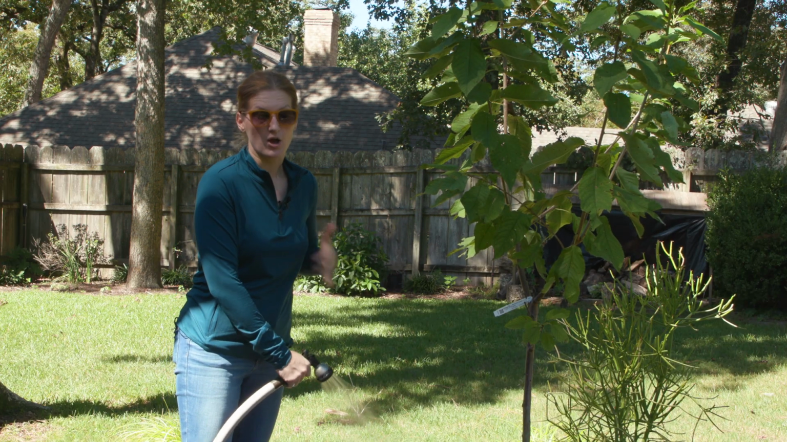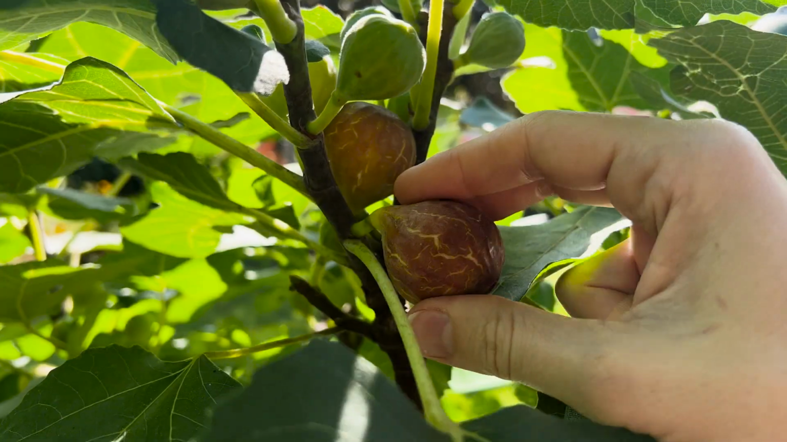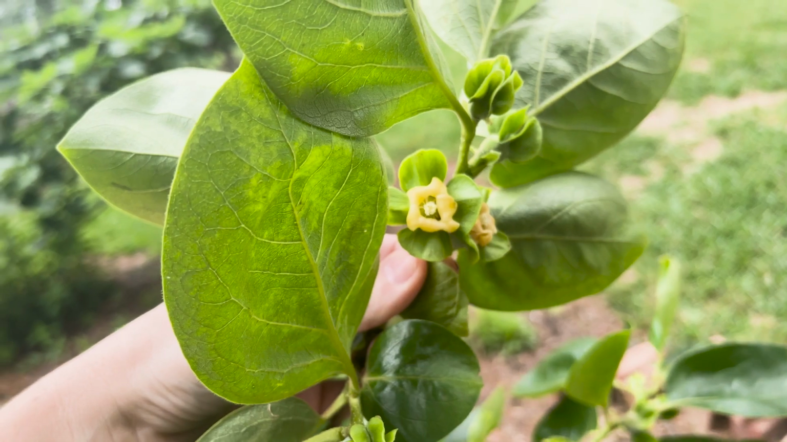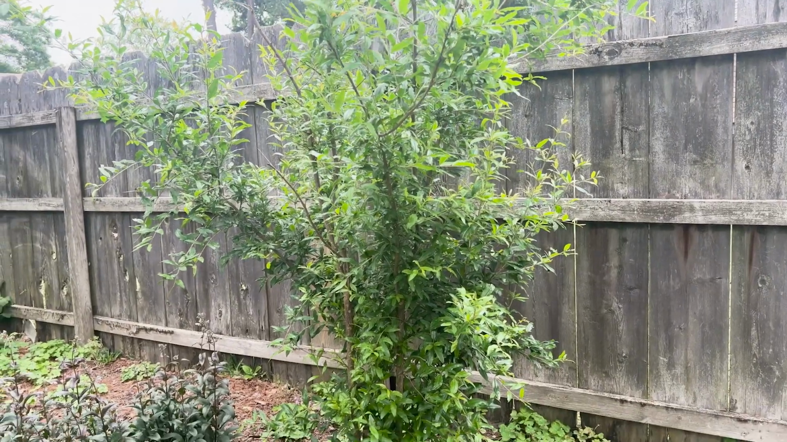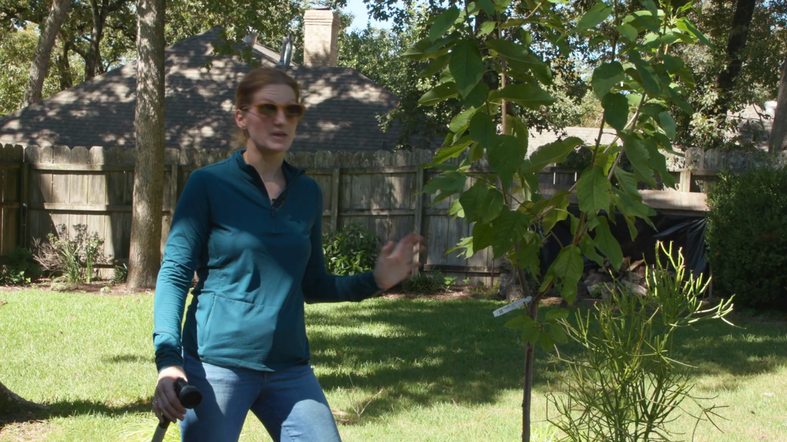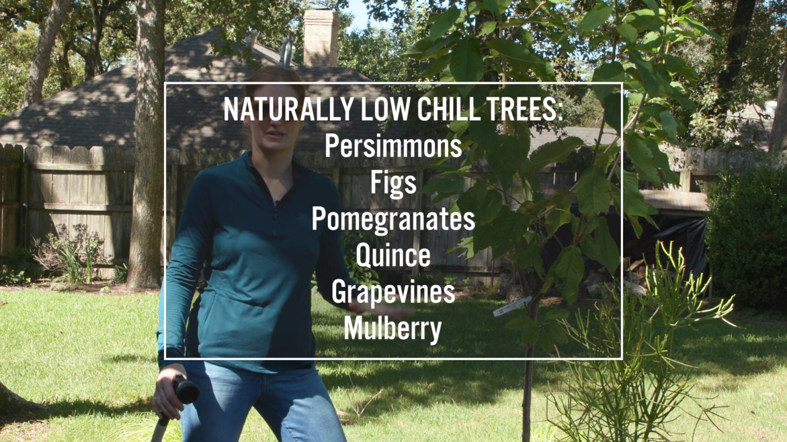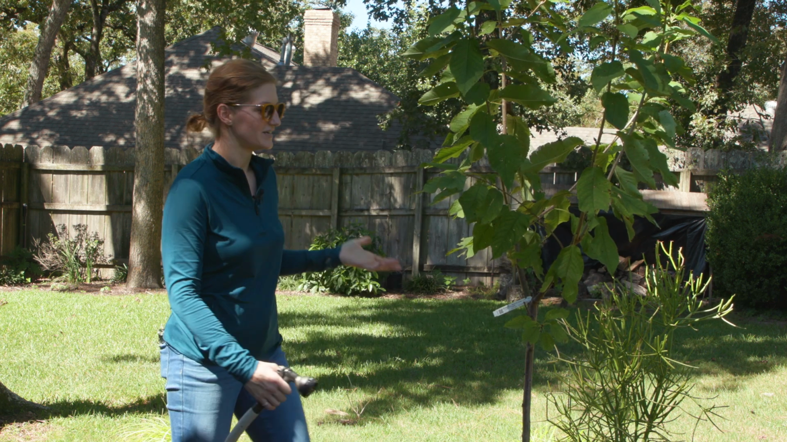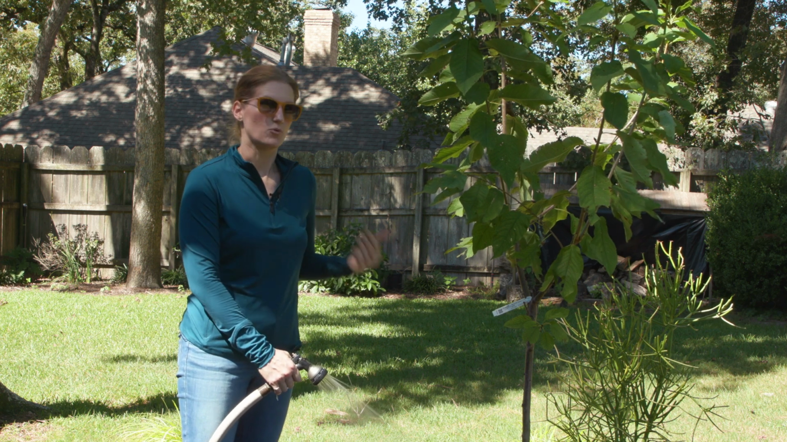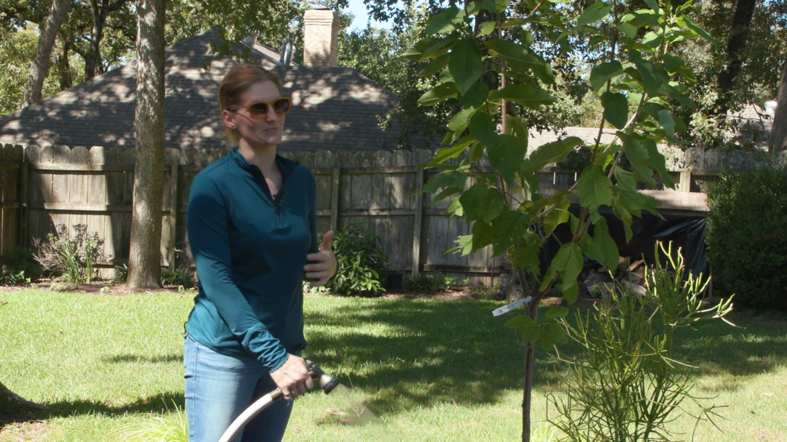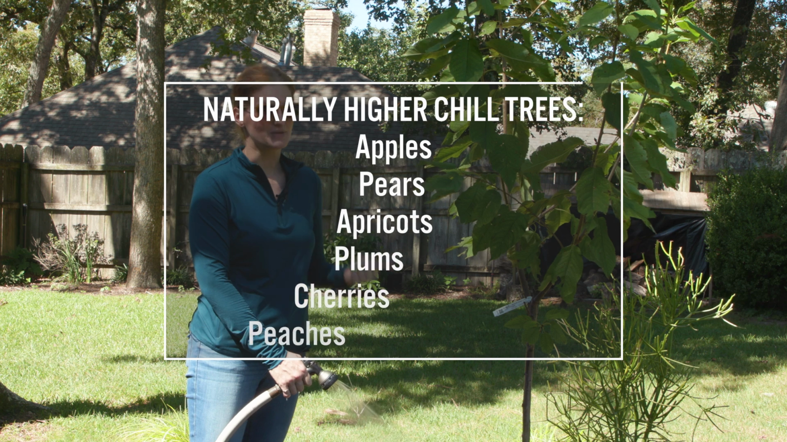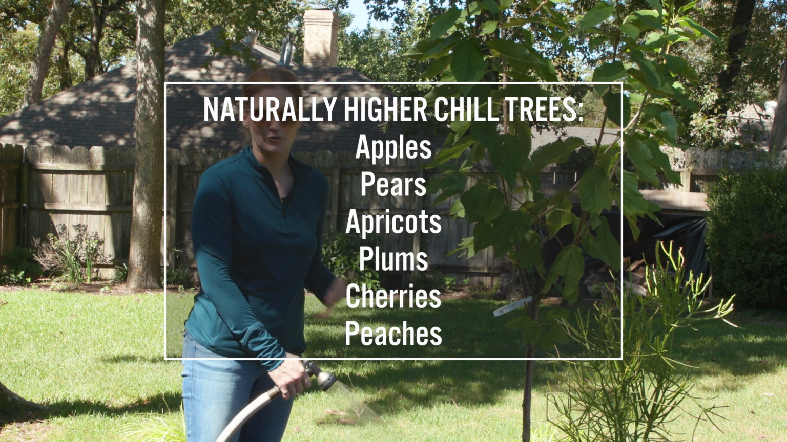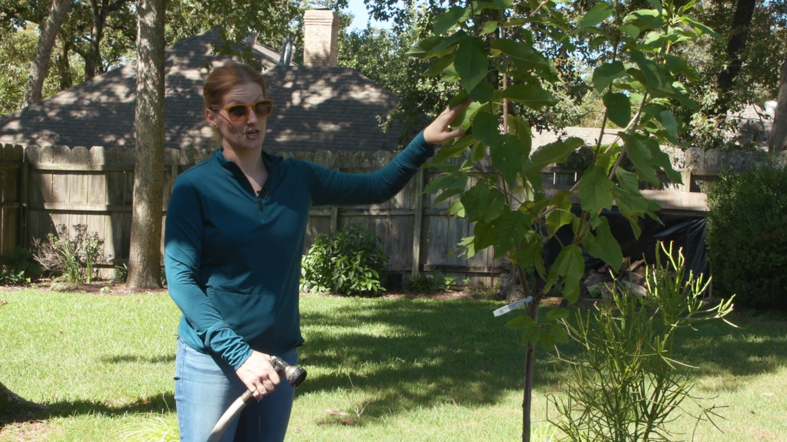Now, some of them are going to be naturally low chill trees. Some examples of low chill trees would be figs, persimmons, pomegranates, quince trees, things like that. Many of those I have planted here because my chill hours are on the low side. But then there's going to be other trees that naturally have a lot more of a chilling requirement. And those are some of the really great standards, like peach trees, apple trees, pears, other stone fruits like plums, or like this cherry here.